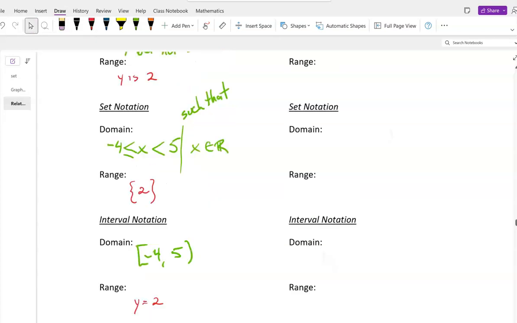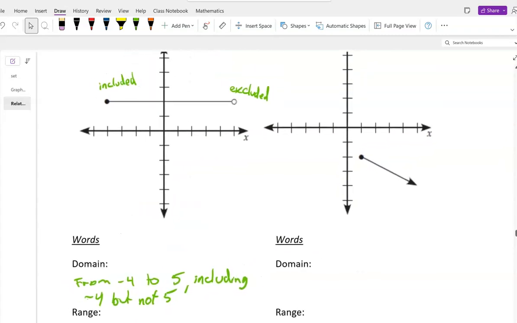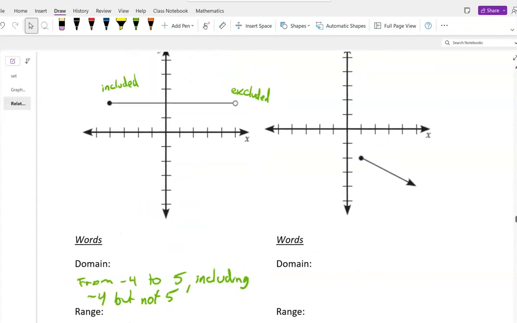Okay, so I want you to pause the video. I want you to take a shot at this next question. See if you can write the domain and range in those 3 different methods.